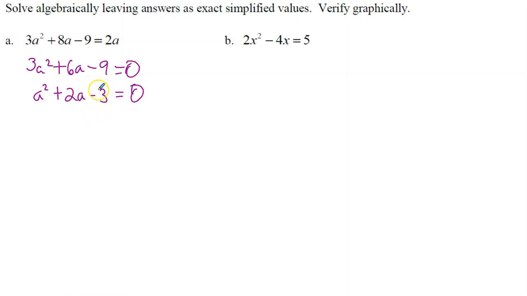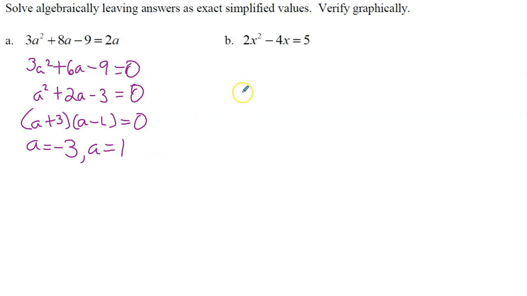And will that factor? Two numbers multiply to 3, so 1 and 3. One of them is minus, which would be the 1, and the plus. All right, let's give it a shot. So (a plus 3)(a minus 1) equals 0. Now, the biggest part of factoring is checking. So a squared minus 1a plus 3a will be plus 2a minus 3. All right, that works. And so a is negative 3. a is positive 1. Verify graphically. We'll do that in a minute.